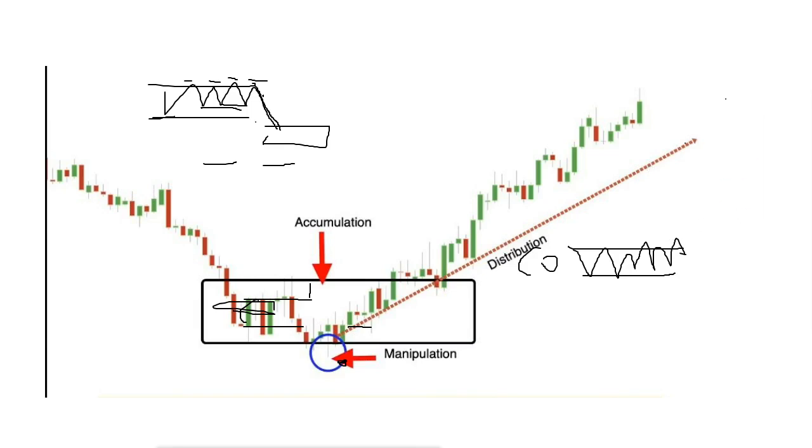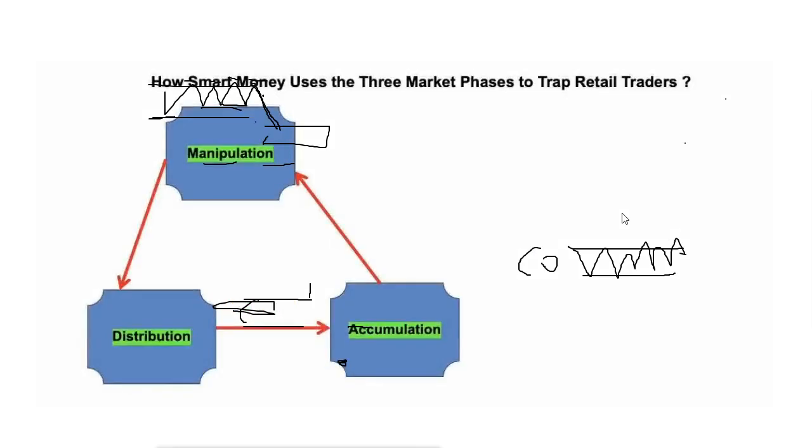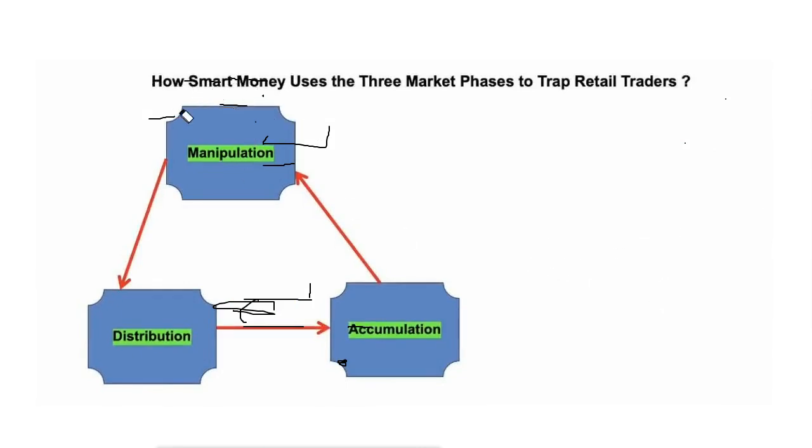You can capitalize on it. So moving on, we have how smart money uses the three market phases to trap retail traders. That's just what I've explained. We have three phases in the market: your accumulation, manipulation, and distribution.